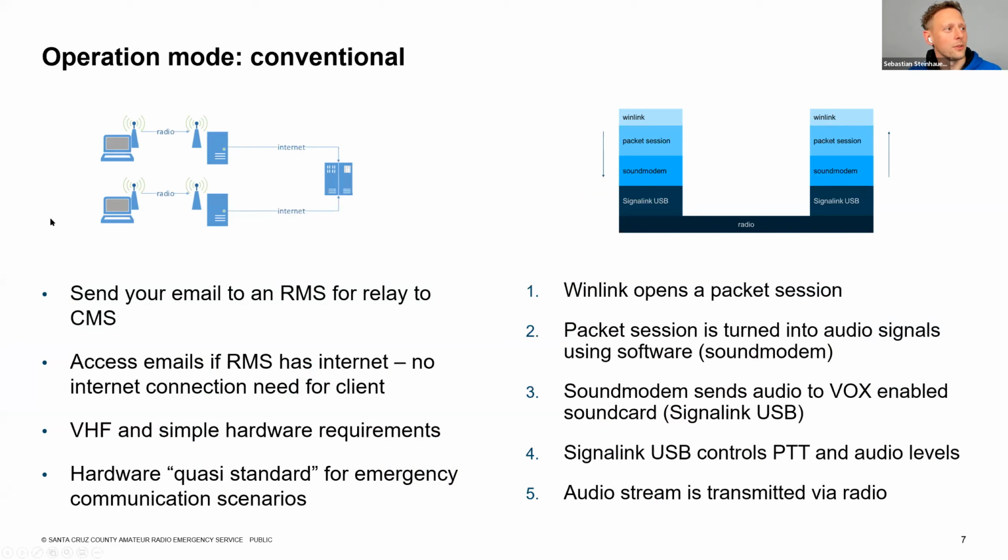So if you're talking about the conventional mode, we're talking about your client being connected to your radio and then sending that message to an RMS that talks to the CMS. So we now know the client works, the CMS works, now we need to get the RMS in the middle. That is done via radio. And to do that, we're using WinLink that opens a packet radio session. So that is basically modem conversations that are sent through a sound modem, a software piece, to this little box that turns it into an audio signal that then controls your radio that sends out your email.